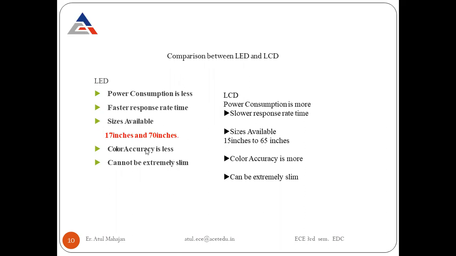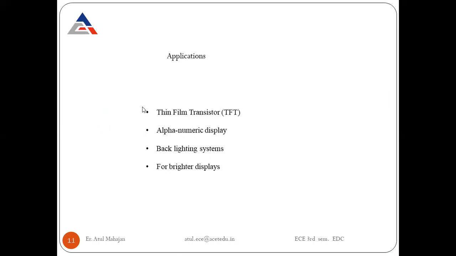Sizes available are 17 inches and 70 inches for one, and 15 inches and 65 inches for the other. Color accuracy is less for one and more for the other. One cannot be extremely slim, while the other can be extremely slim. These are the various features which make LED and LCD comparable with respect to size, color, power consumption, and response time. This all makes them comparable with each other.